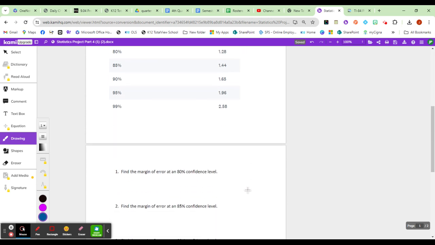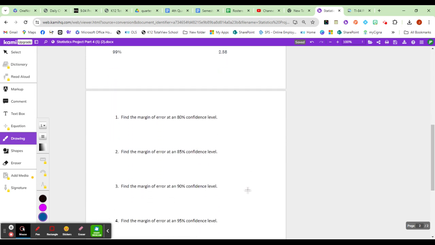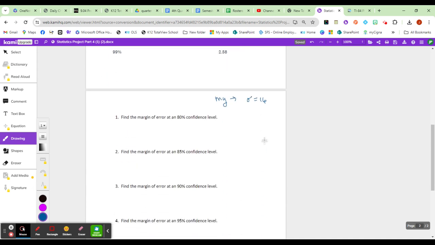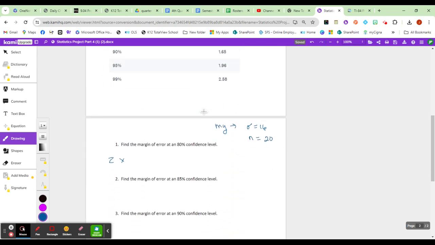So I'll do the first two using my information. The information that I got from my data was that my standard deviation was 16. So we'll be using 16 in this formula. You're going to be using whatever your standard deviation is. And then we're all going to be using the same N because we all use 20 numbers. So I'll write the formula down: Z times standard deviation divided by the square root of N. And this is what you're going to put in your calculator.